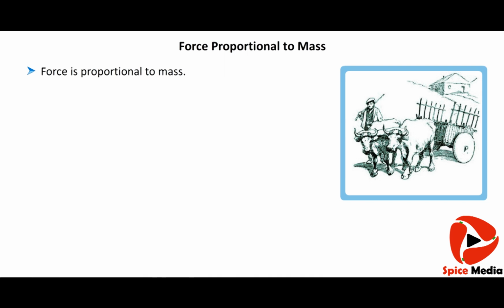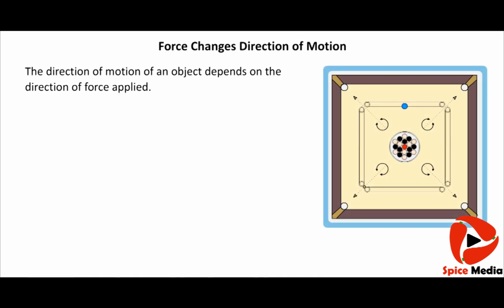Moving vehicles like a car, bus and lorries are stopped by applying brakes. Thus, a force is required to stop the moving vehicle. Therefore, force is that which changes the state of rest or motion of a body. In carom board, the coins move according to the striker's hit direction. Force causes motion. Therefore, the direction of motion of an object depends on the direction of force applied.